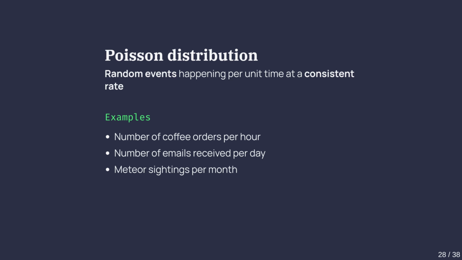Poisson distribution helps us figure out the probability of observing a specific number of events over a set period of time. For example, we might want to know the chances that 15 customers will order coffee in a given hour, or that only 2 meteor sightings will happen in a month. This distribution helps us quantify these probabilities.